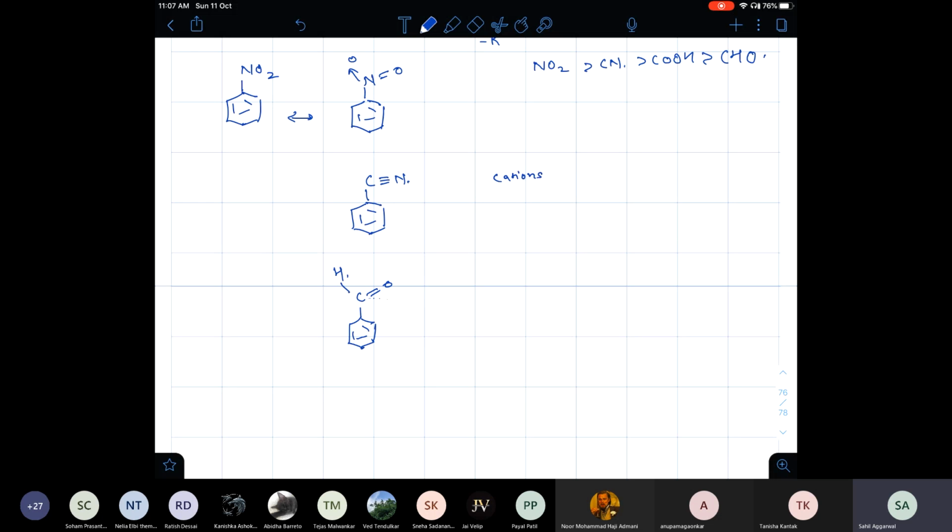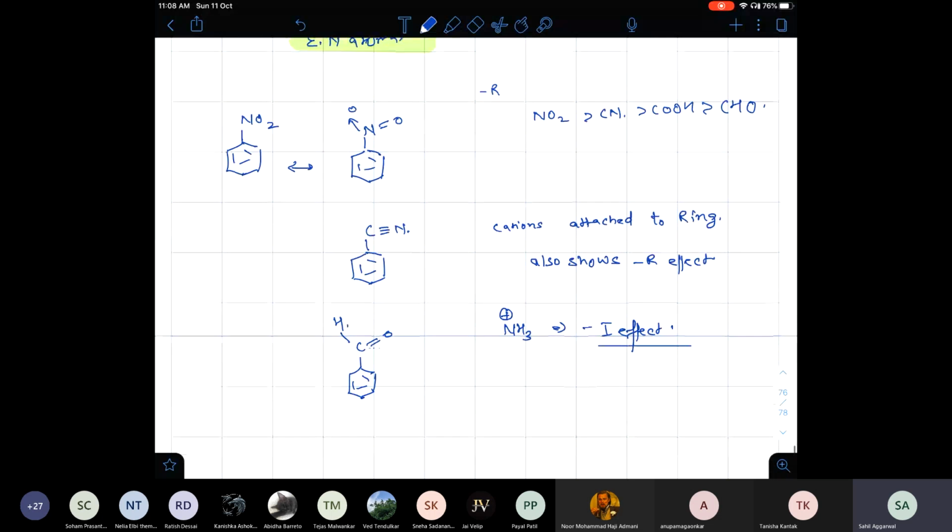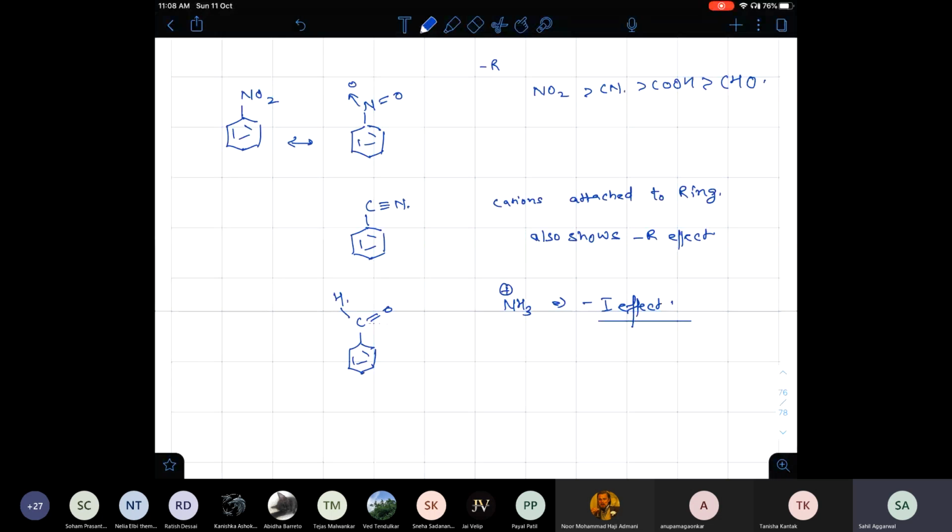Cations attached to the ring also show minus R effect. NH3 plus shows minus I effect because we know it cannot have resonance. अगर resonance करता है तो it has to form 5 bonds, which is not possible. So NH3 plus shows minus I effect. Understood?